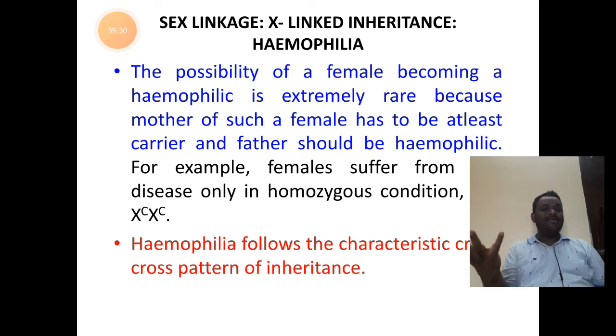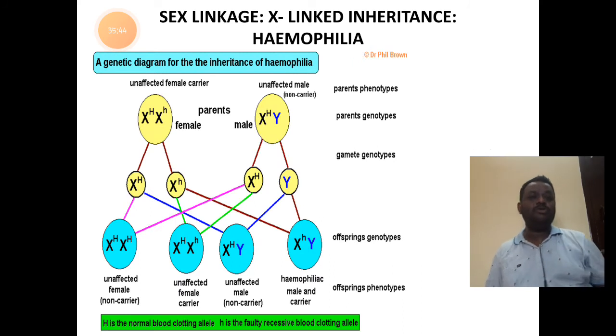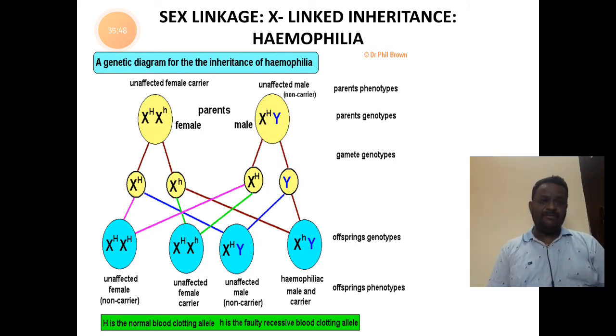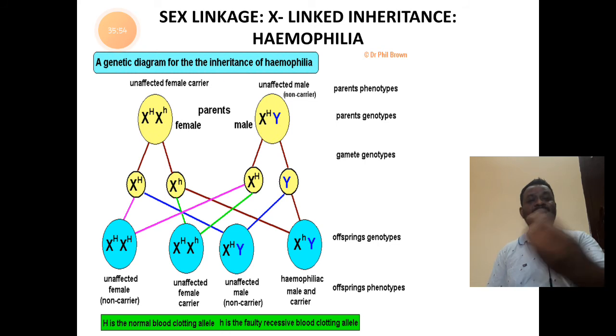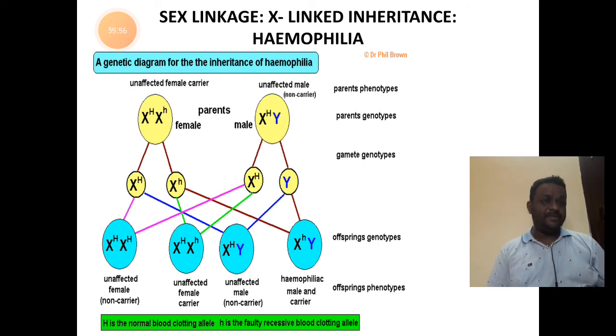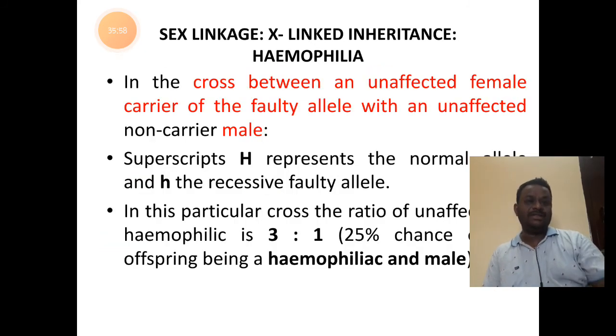And these carrier mothers always give their son a 50% chance of being an affected individual. And affected females definitely make their sons affected. So they follow the pattern of crisscross inheritance, where an affected grandfather will transmit their character to the grandson through the help of carrier females, which we call crisscross inheritance.